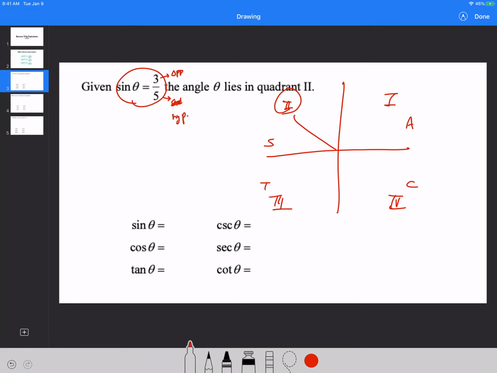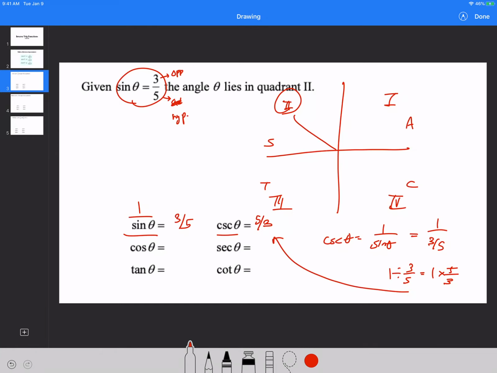For all of these questions, you'll be given two freebies, which is sine of theta is 3/5. That would mean that cosecant of theta would be 5 over 3. You just have to swap the numbers, because if you were to do 1 over sine of theta, that means it's 1 over 3 over 5. That's 1 divided by 3/5, which is the same thing as saying keep, change, flip. So it becomes 5 over 3. Now, cosine of theta and tangent of theta should both be negative because you're in the second quadrant and only sine is positive.